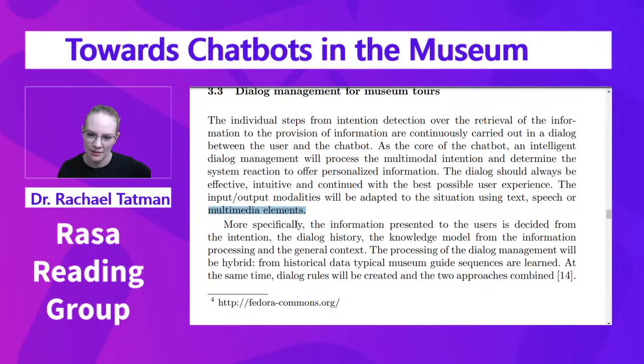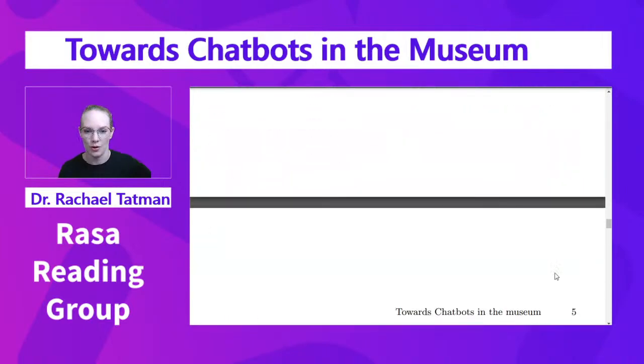More specifically, the information presented to the users is decided from the intention, the dialogue history, the knowledge model from the information processing, and the general context. The processing of the dialogue management will be hybrid. From the historical data, typical museum guide sequences are learned. At the same time, dialogue rules will be created and the two approaches combined.